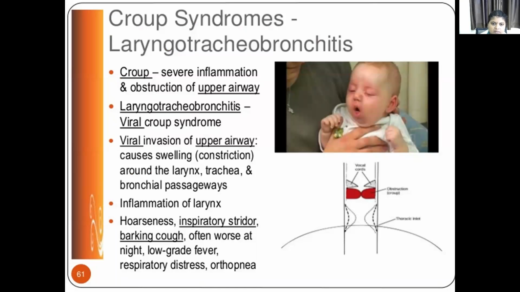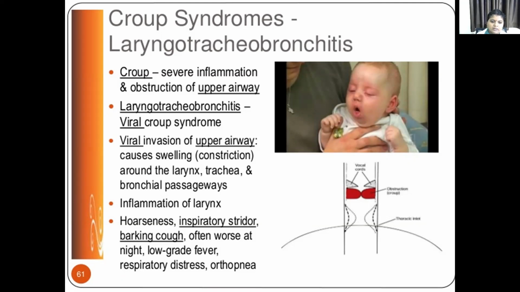So this is a picture showing a baby suffering with laryngotracheobronchitis. Here, because of this infection, there is an obstruction. Why do we see this obstruction? Because of this necrosis or swelling of the alveolar ducts or alveoli results in edema, causing the obstruction. It's nothing but a croup. Severe inflammation and obstruction of the upper airway. Usually it causes laryngotracheobronchitis, which involves the larynx, trachea, and bronchial passageways.